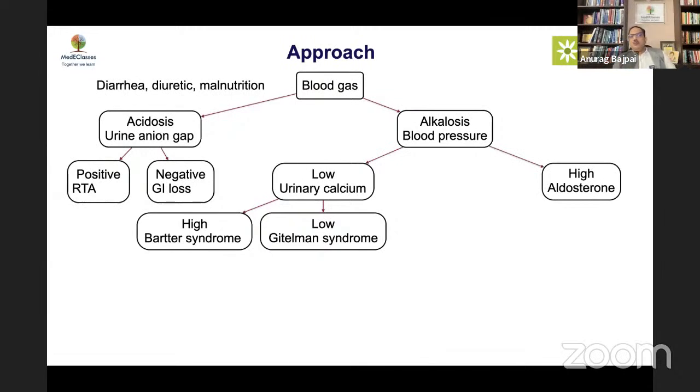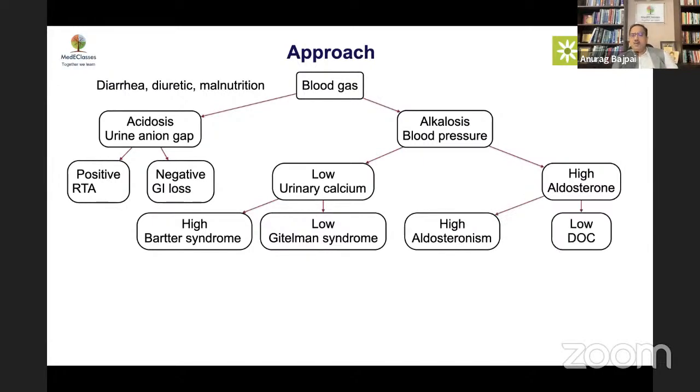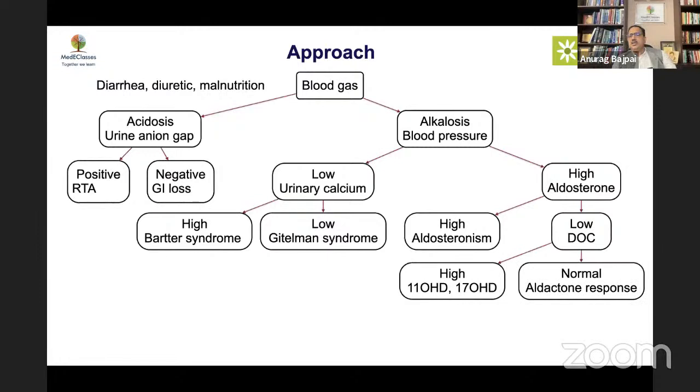If, on the other hand, your blood pressure is high, look at aldosterone. High aldosterone means primary hyperaldosteronism. Go for imaging. Think of a familial cause. If the aldosterone is low, look at deoxycorticosterone. If that level is high, this is a CAH variant, 11 or 17 hydroxylase deficiency. If it's normal, look at a spironolactone response. If it's present, this suggests an apparent mineralocorticoid excess. If it's absent, this is Liddle syndrome.